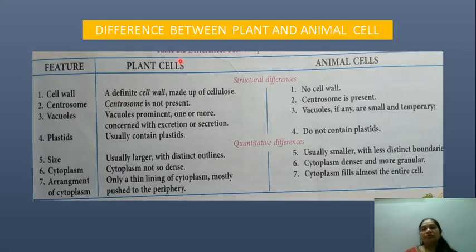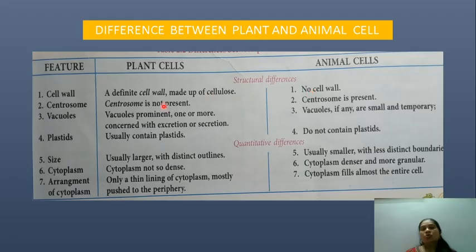Now, what major differences can be asked in the exam? What are the differences between the plant cell and the animal cell? So the first feature is the cell wall. Now, what do you know about the cell wall? The plant cells have a definite cell wall. What is a cell wall made up of? Cellulose. I told you yesterday about this. Now, do animal cells have a cell wall? No, they do not have a cell wall.